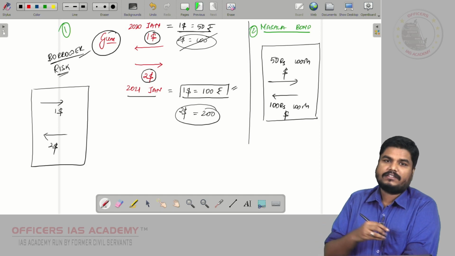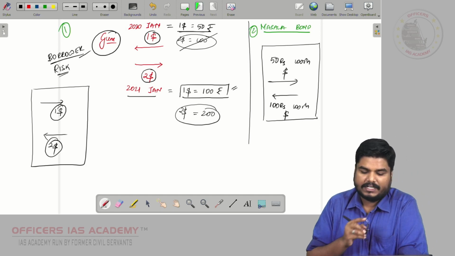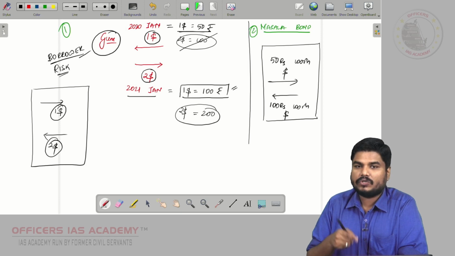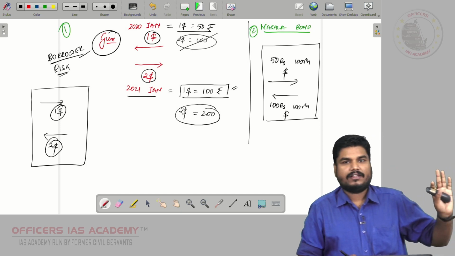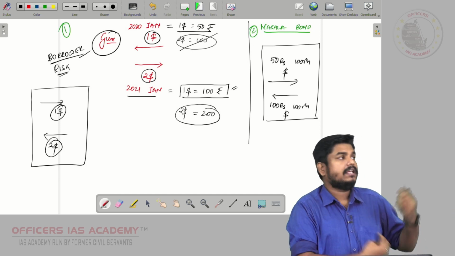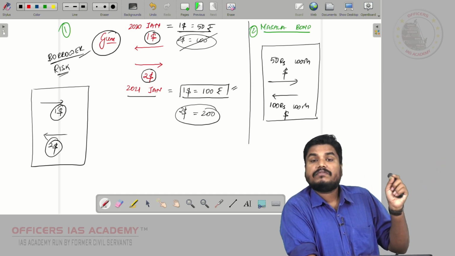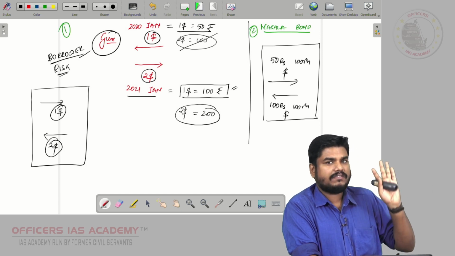In both cases, we are borrowing dollars, no difference, but in a Masala bond, it is a rupee denominated bond. That means I am telling the investor, I am the borrower, right? Investor, I need 50 rupees worth dollar and I will repay 100 rupees worth dollar.